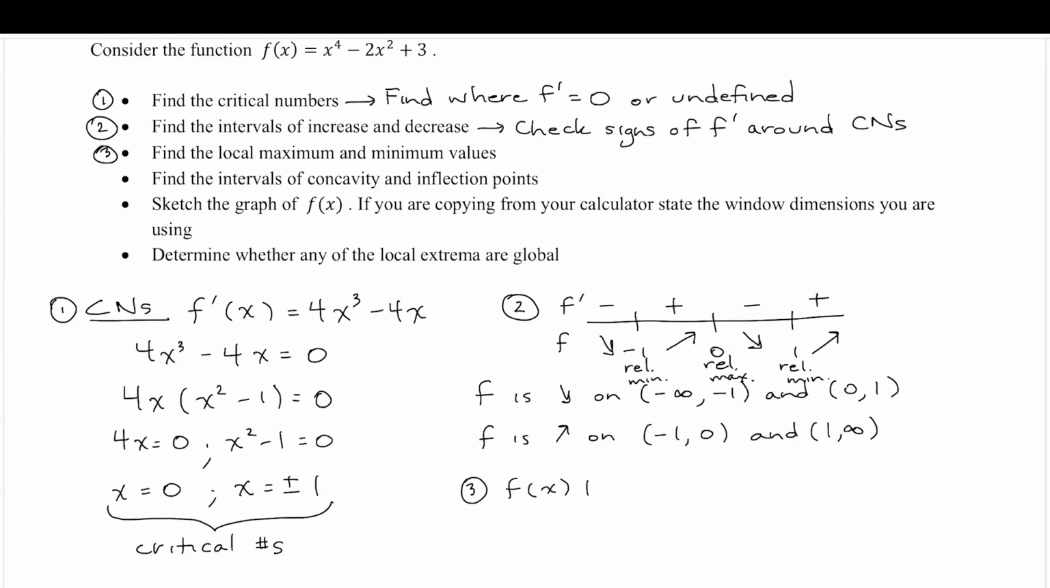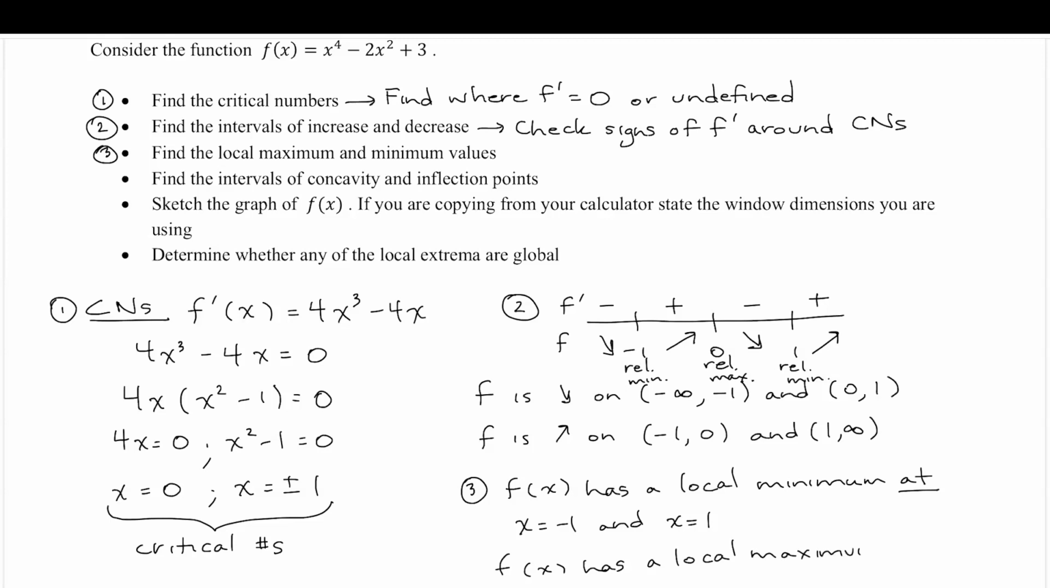So f, now this is about f, has a local minimum at, that's an important word, x equals negative 1 and x equals 1. And I can also say f of x has a relative or local maximum at x equals 0.